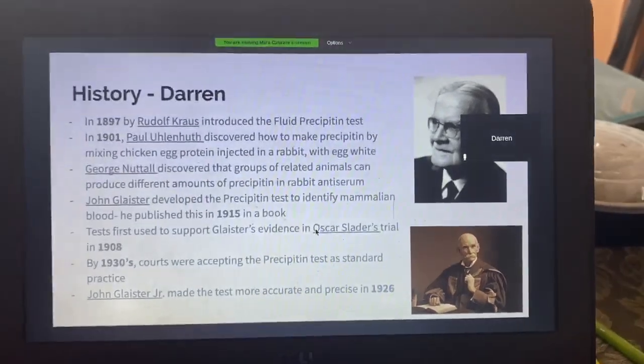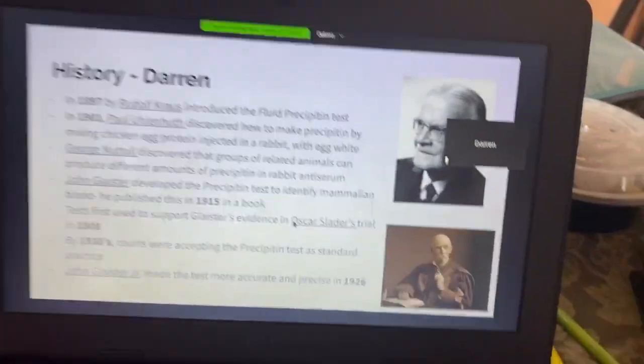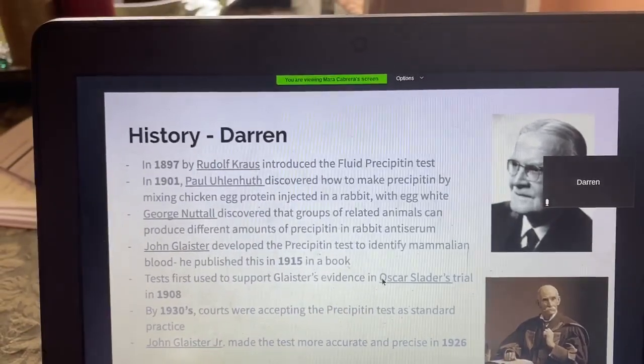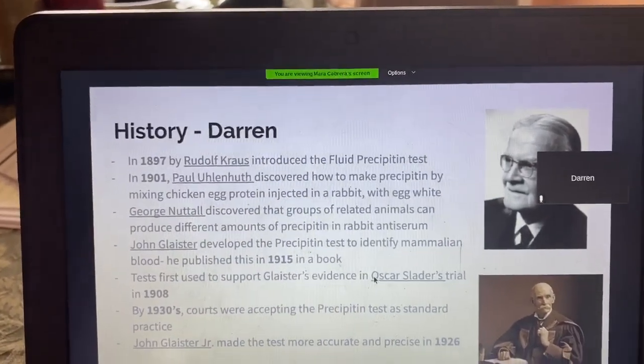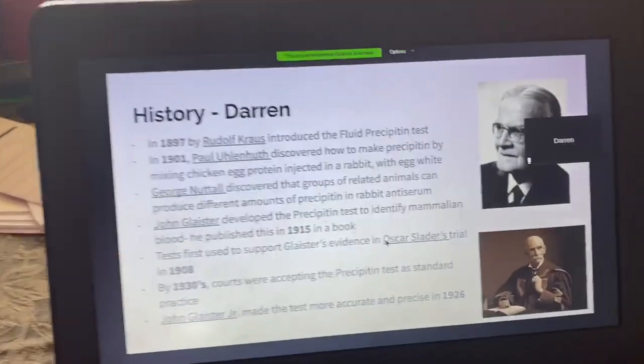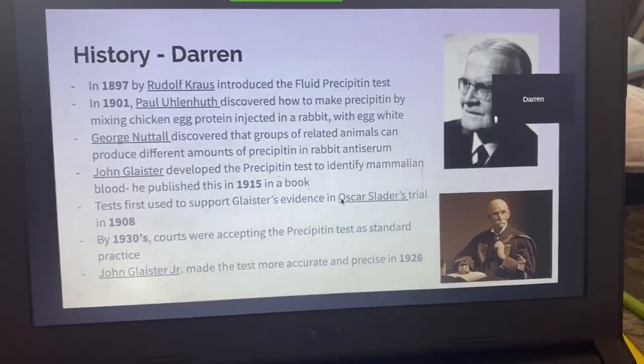George Nuttall discovered that groups of related animals can produce different amounts of precipitin in rabbit anti-serum. Then John Glaister developed the precipitin test to identify mammalian blood. He published this in 1915 in one of his books.